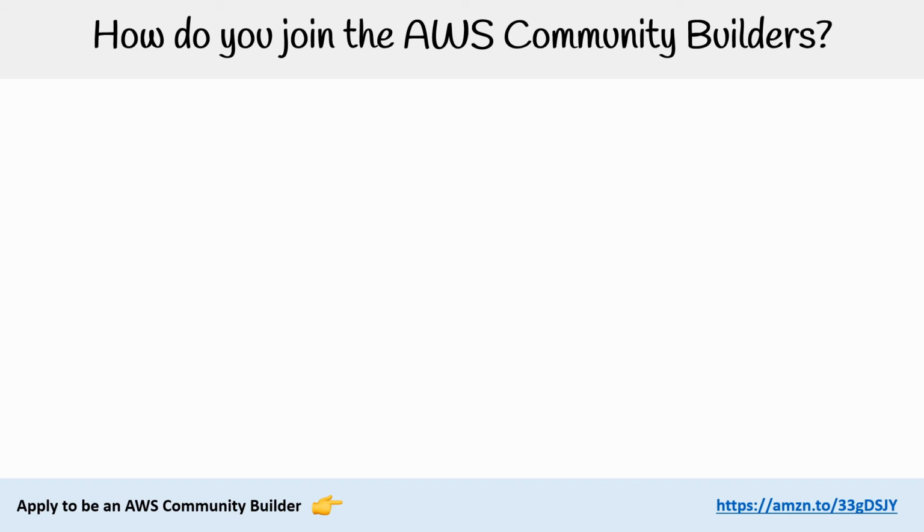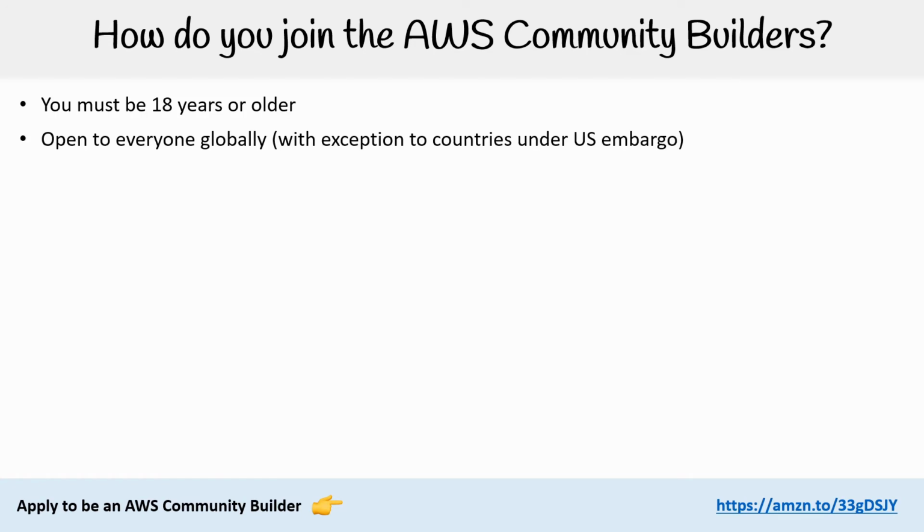And just some other things that you need to know about qualifying for the Community Builders is that you must be 18 years or older. It's open to everybody globally. I do say, with the exception of countries under U.S. embargo. I have to assume that if you are in a country under embargo, you can't have access because those countries don't have access to AWS accounts. So I would naturally assume that this might prevent you from participating. But hopefully you can, and there's not an issue.